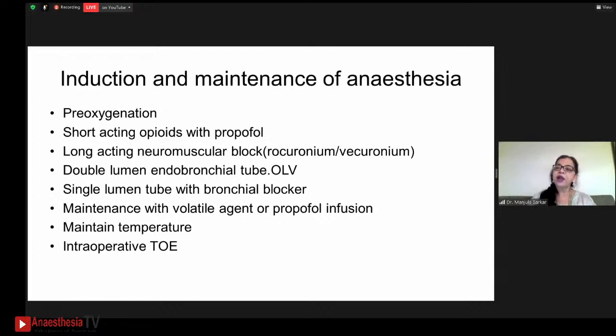Induction and maintenance of anesthesia: pre-oxygenation, short-acting opioids with propofol, long-acting neuromuscular blocking agents, rocuronium and vecuronium, double lumen endobronchial tube for one lung ventilation; a single lumen tube with bronchial blocker can also be used. Maintenance with volatile agent or propofol infusion. Maintaining temperature is a must. Intraoperative transesophageal echocardiography is required.